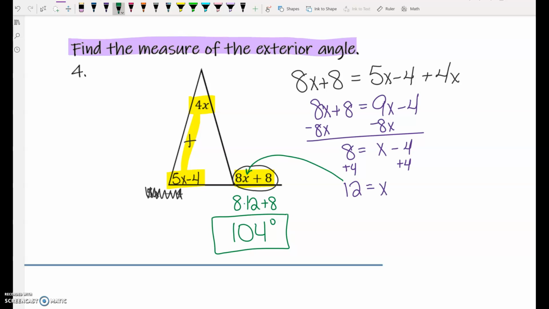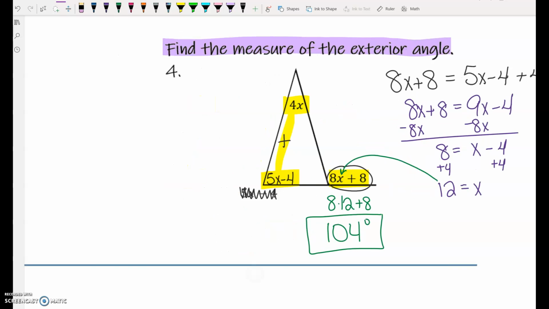If you look at this picture, that does look accurate. 90 degrees would be like that. So it's definitely more than 90. 104 would make sense in that particular problem.